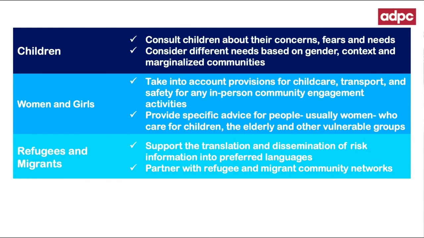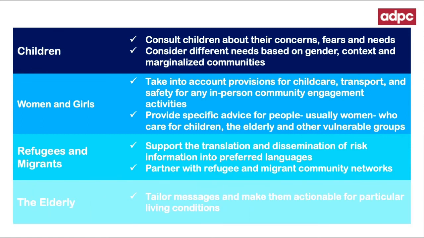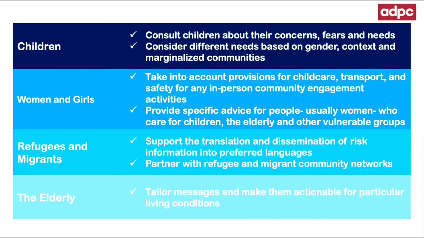For refugees and migrants, you can support the translation and dissemination of risk information into preferred languages and partner with refugee and migrant community networks. For the elderly, you can tailor messages and make them actionable for particular living conditions. For more guidance on how to ensure that your approaches are gender responsive and inclusive, I have included a few resources in the Suggested Readings tab of this lesson.